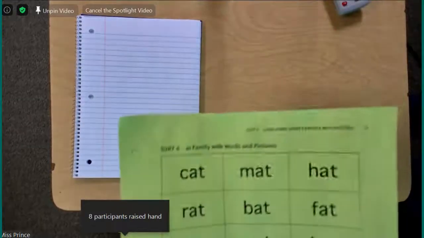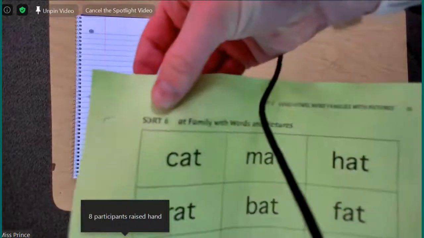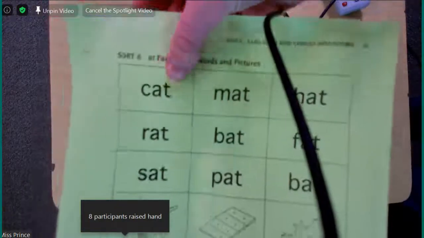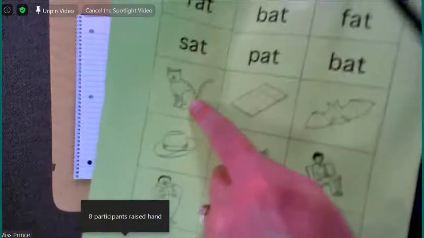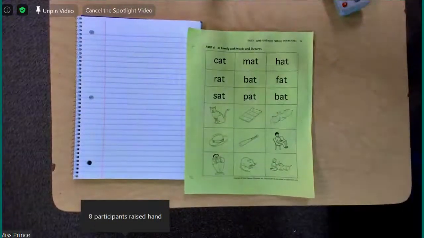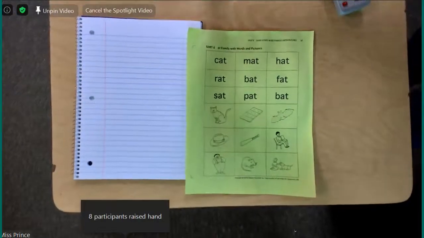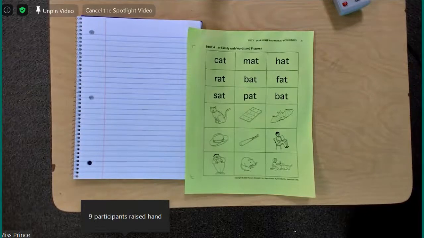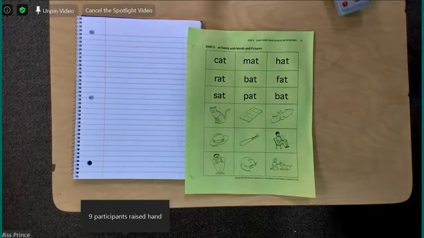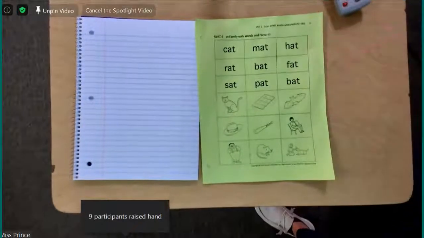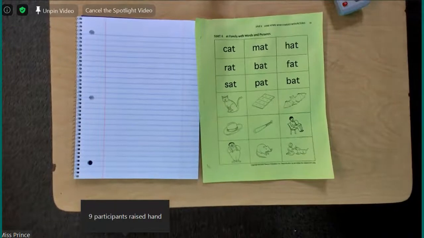See the 6 here? 6. At the top it says cat. And you can see a picture of a cat on here. That's how you know you're at the right page. Okay. So raise your hand when you're ready. Good job. Thanks for raising your hand.